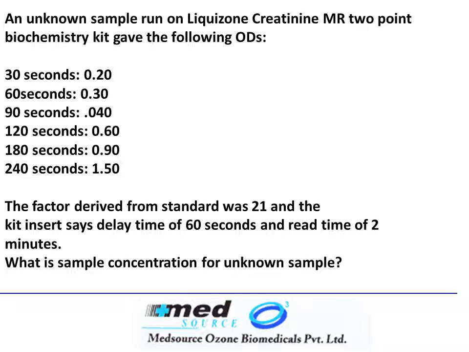For the purpose of simplicity, let's say that you already knew the factor is 21. On going through the kit insert, you noted that the kit says the delay time is 60 seconds and read time is 2 minutes. The question is, what is the sample concentration for the unknown sample?